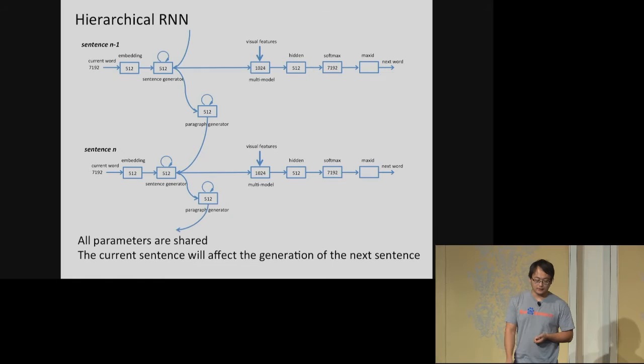You can notice that all the parameters are shared in this model so that we don't have too many parameters. Also, we can train our model in an end-to-end way so that we don't need to separate the sentence generating part and the sentence dependency part like other methods do.